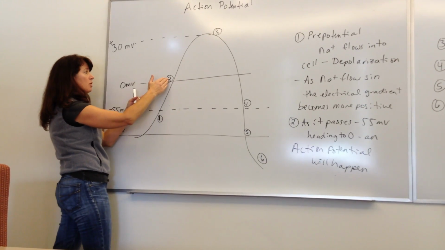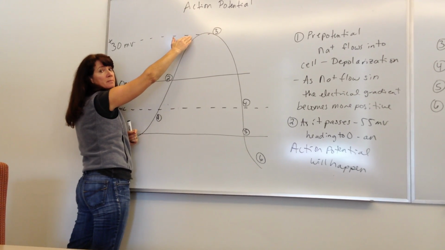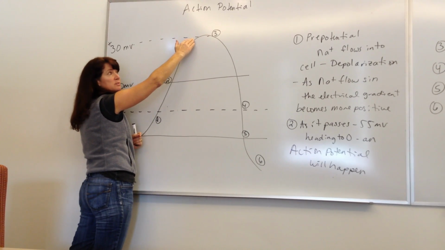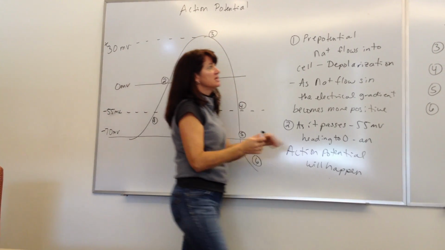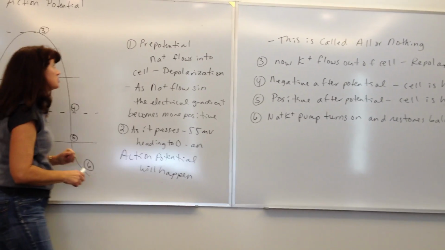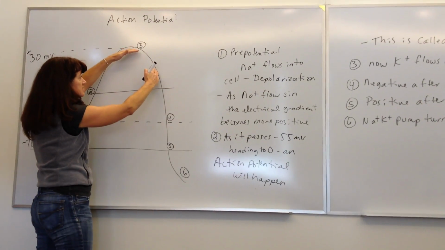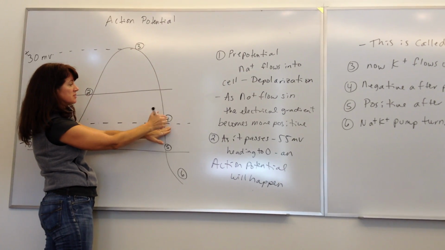As we reach 0 millivolts, there's no going back. We're going to reach 30 positive millivolts. That's an action potential. Now potassium begins flowing out of the cell. We call that repolarization. As it flows out, the cell becomes more negative again until it reaches this point.